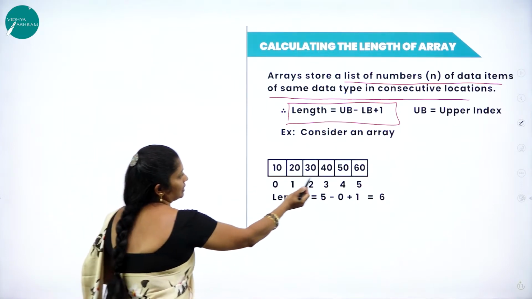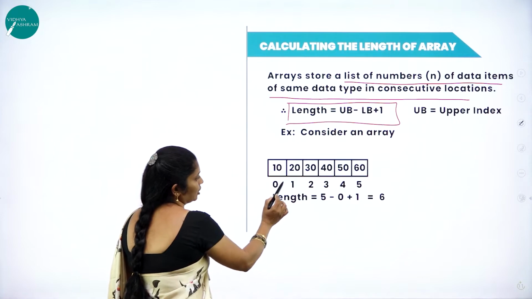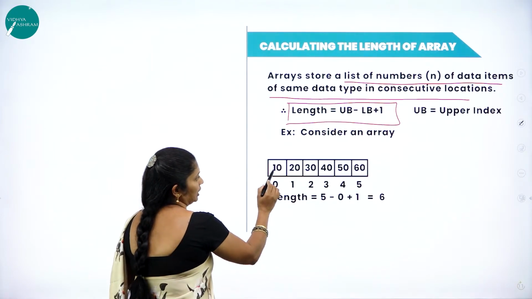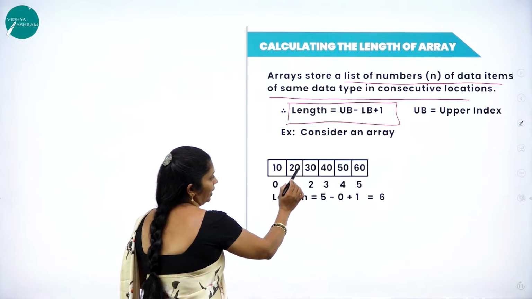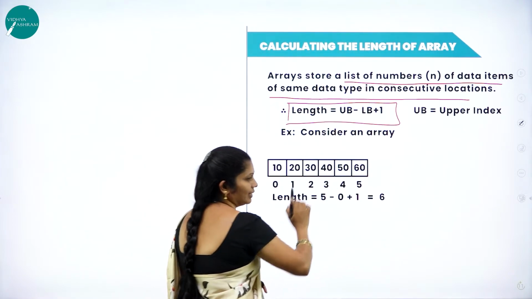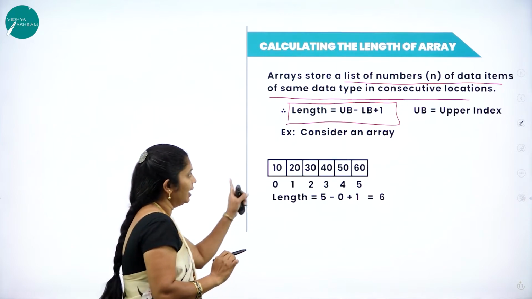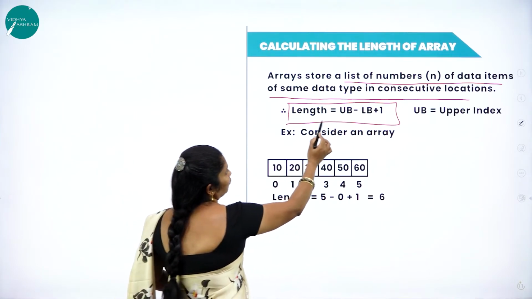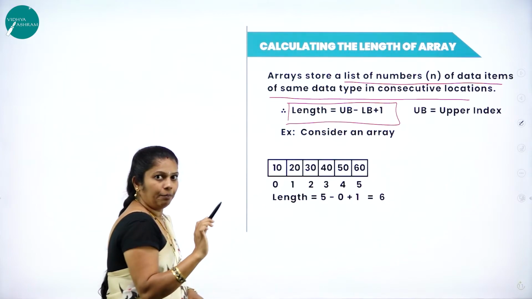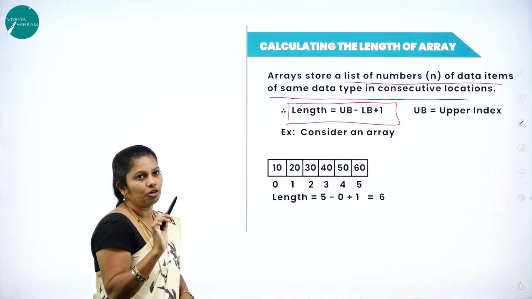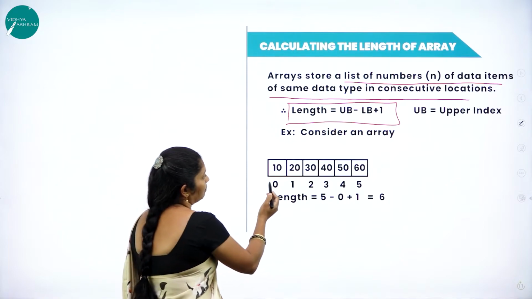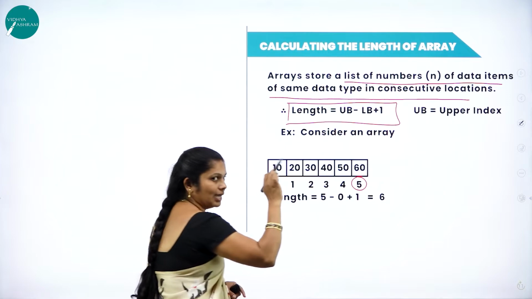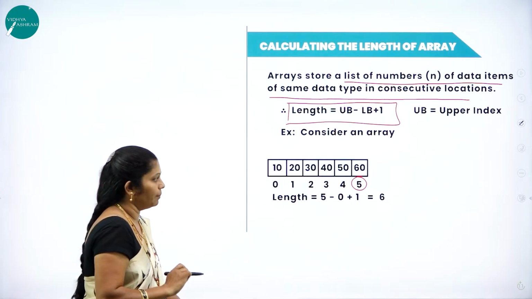For example, consider this array, position-wise 0, 1, 2, 3, 4, 5. In the first position 10, then 20, 30, 40, 50 and then 60. These are the array elements and this is the position. Then how to calculate the length? Length equals upper bound minus lower bound plus 1. What is the upper bound here? 5, the last element position can be called the upper bound.